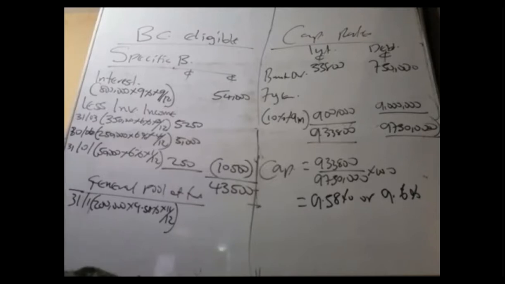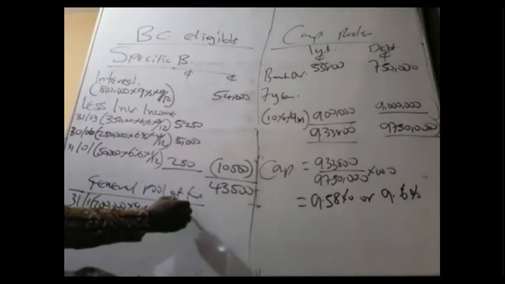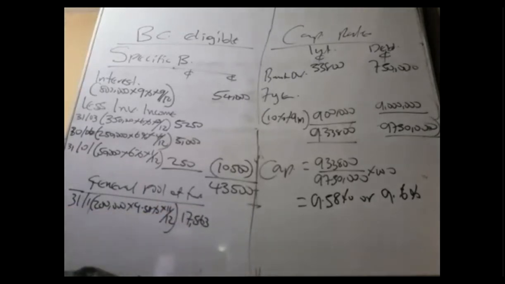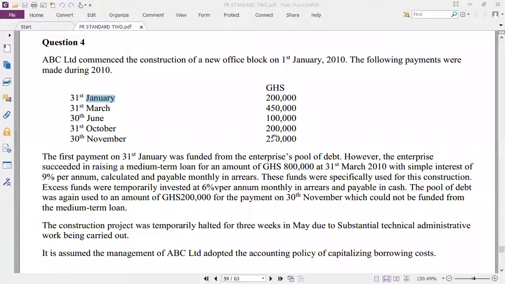So the capitalization rate, so that would be 2,000,000 divided by 12 times 11 times 0.0958. Okay, that gives 17,563. So 17,563. And again, the general pool of fund was used to the tune of the last one here.